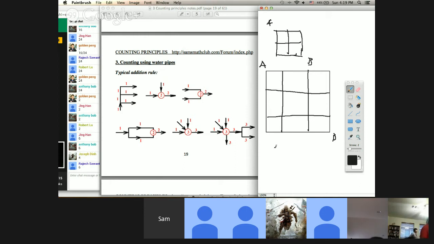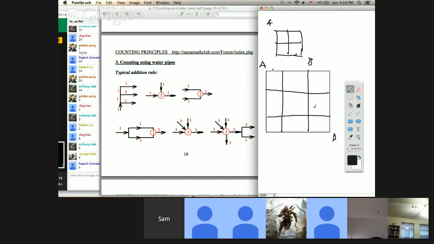So it's a lot of fun. It's kind of like a game. So if you see like right here, typical addition rules. So counting using water pipes, what that means is you're kind of imagining water flowing through pipes. So for example, water originates at point A.